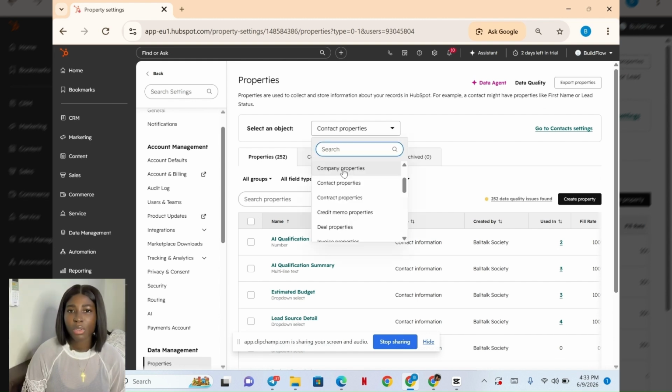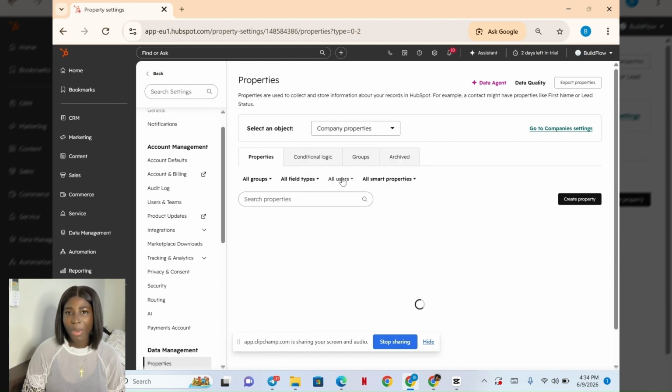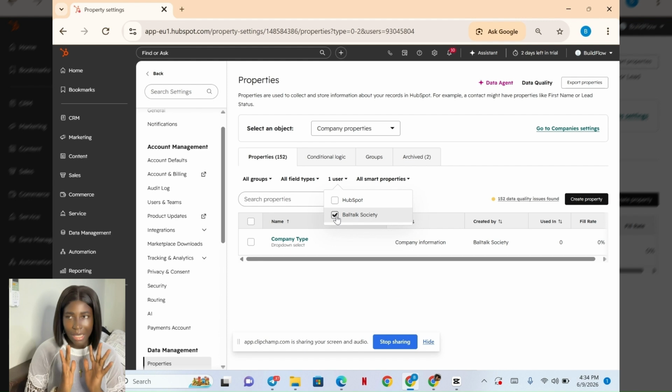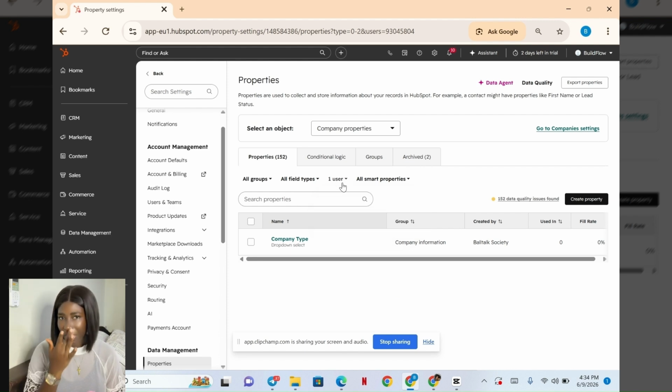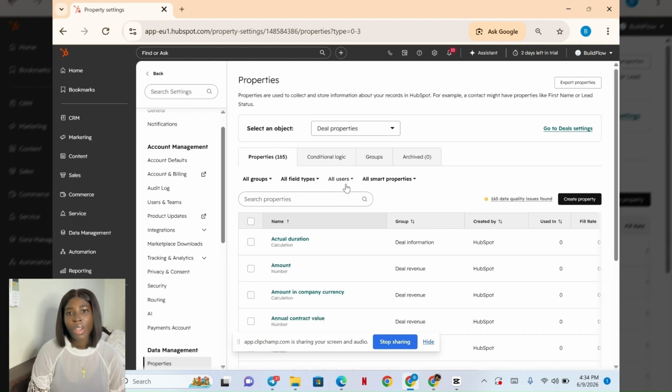So let's move on to the company properties. Company properties, I kept lean intentionally, just the company type. That's enough for the salesperson to understand who they are speaking to, what the company is into. Then I'm moving to the deal properties.